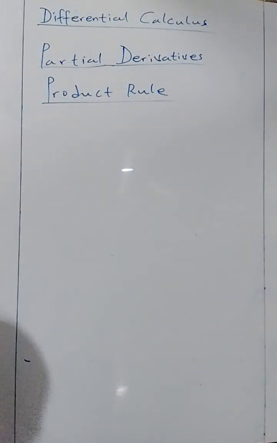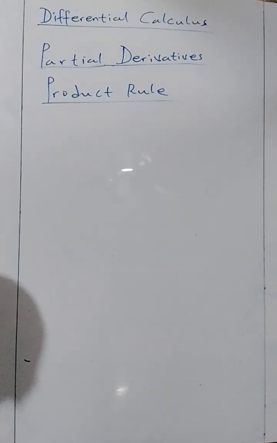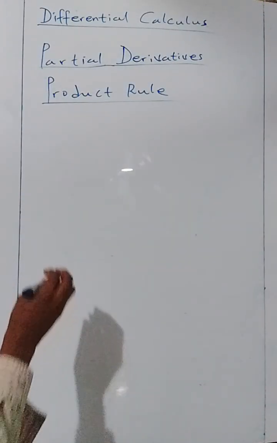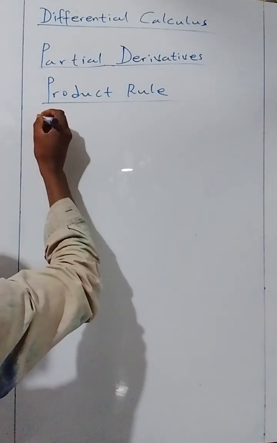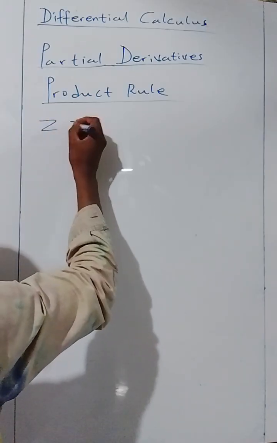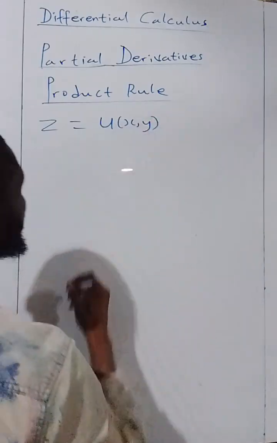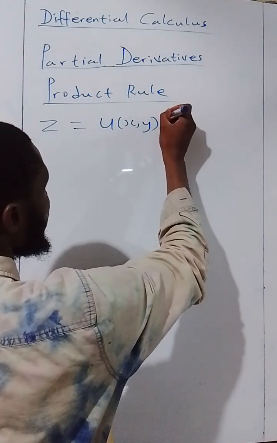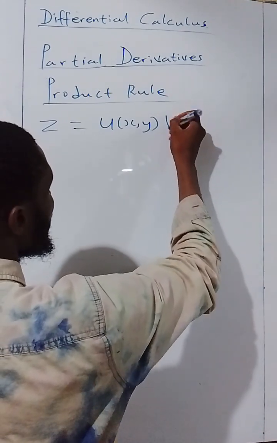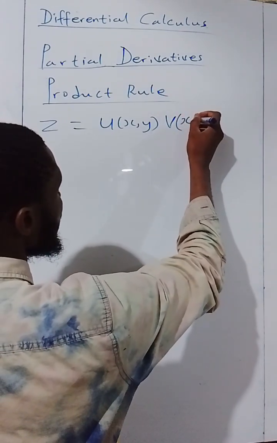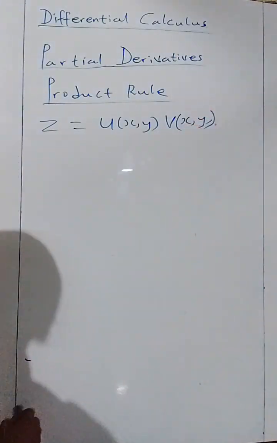So we are still on partial derivatives. In this class, I'll be talking about the product rule. Let's assume we have a product function z equals u of x and y, multiplied by v of x and y. How do you find the partial derivatives of this?